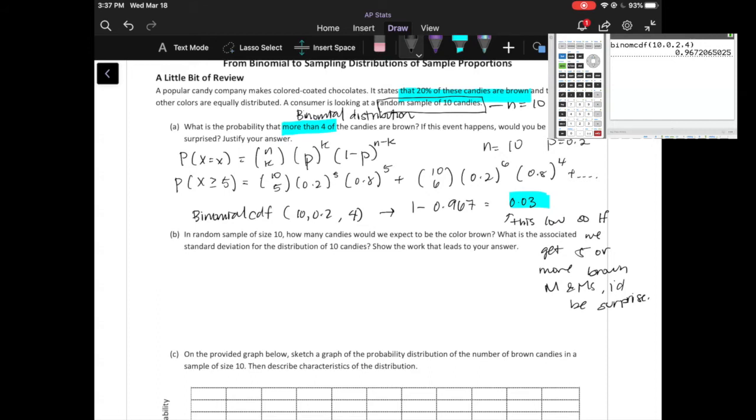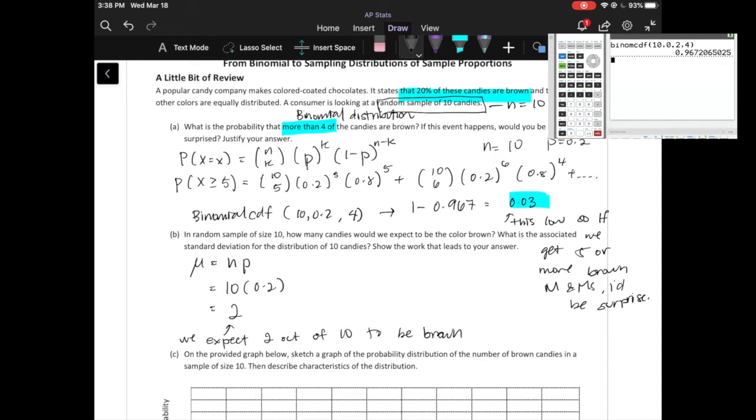So since we are using proportions and saying 20% are brown, we have to use an equation that's different from last unit to find the expected value and standard deviation. So the expected value is going to be n times p, where n is our sample size. So in this case, our sample size is 10 times 0.2. This means that we expect, out of the 10 candies, 2 of them to be brown.